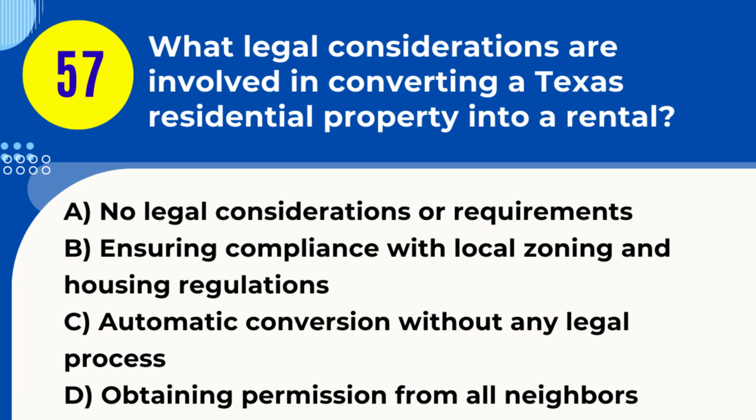A. No legal considerations or requirements. B. Ensuring compliance with local zoning and housing regulations. C. Automatic conversion without any legal process. D. Obtaining permission from all neighbors. Answer. B. Ensuring compliance with local zoning and housing regulations. Explanation. Converting a residential property into a rental in Texas involves legal considerations such as ensuring compliance with local zoning ordinances, housing codes, and possibly obtaining permits or licenses for rental properties.